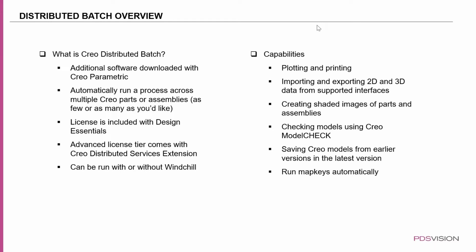Specifically, to create that view, we used a map key. We created the map key that would create a new view in our model that was oriented correctly. Then we ran that map key with distributed batch, again, across maybe 900 parts. Then we made the changes to the drawing. We published or plotted that drawing, again using distributed batch to go through all 900 or so drawings and update them with the correct view.